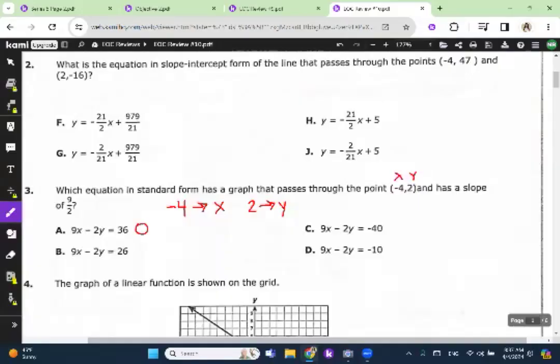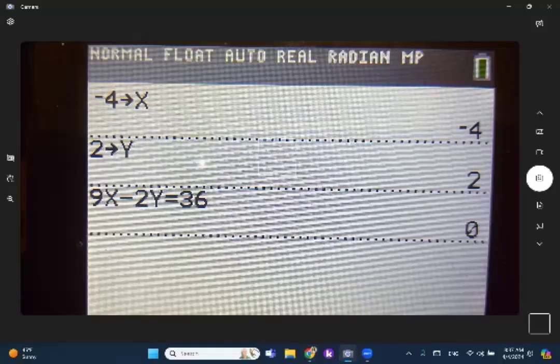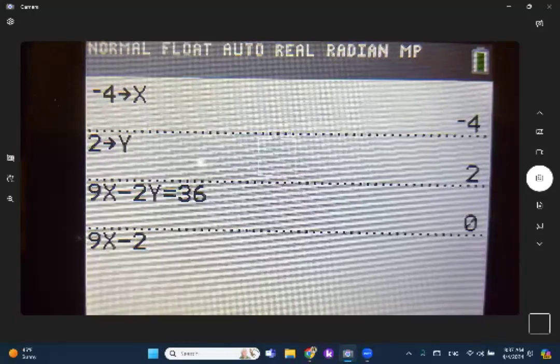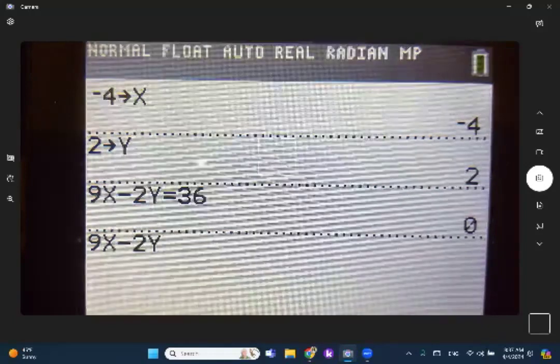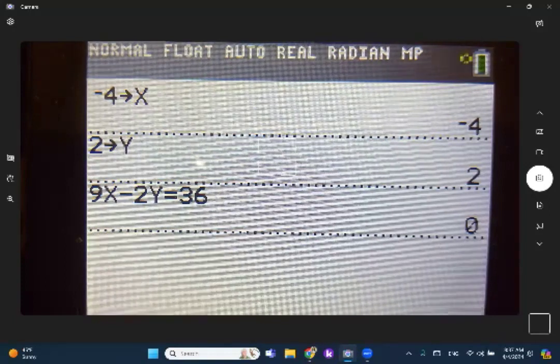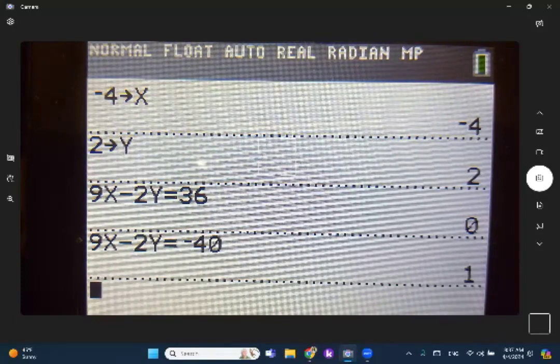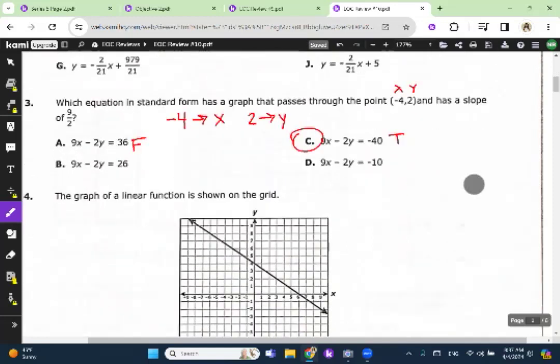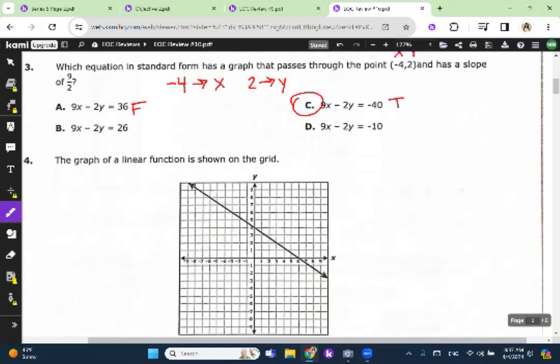You said it's C? Okay. So I'm going to type in 9x minus 2y equals, answer choice C is -40. That one gives you a 1. Yep. Sorry, I meant to put false right here. This is a true statement, so your answer is C. I got it. Okay.